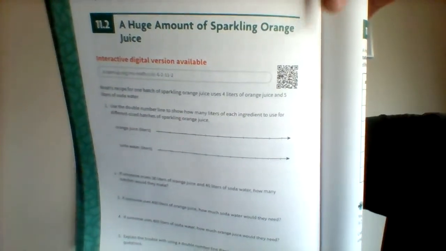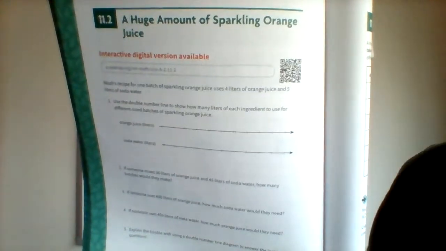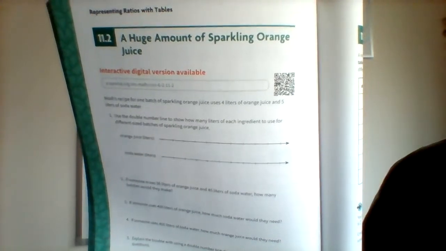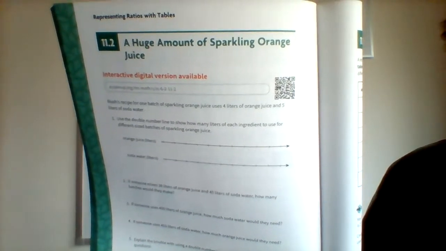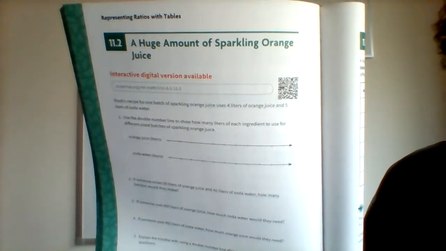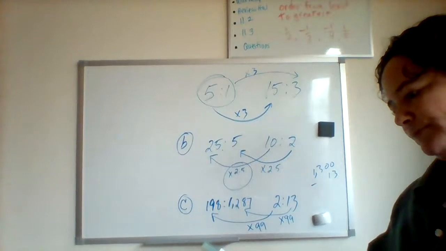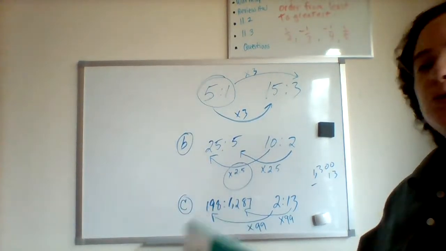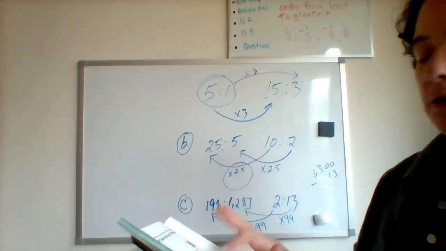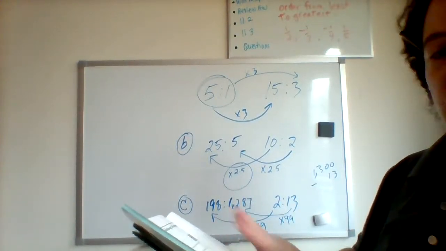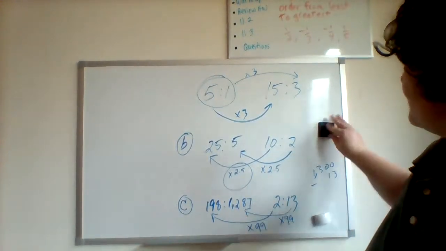This one, as you'll notice, has a digital version. If you're interested, you can hop on that, but just make sure that you're recording your answers in your book, okay? So 11.2, sparkling orange juice. I want you to use the information and fill out the double number line real quick. And if I'm still not ready, just keep going and answering the questions.